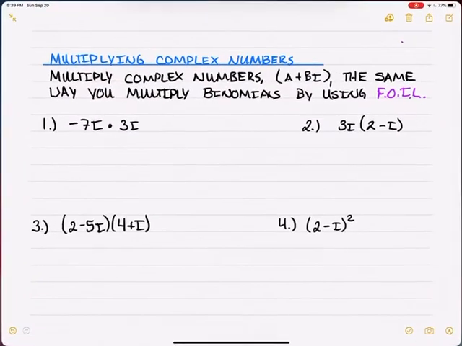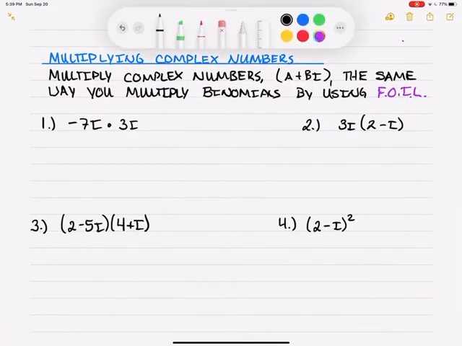Alright guys, today we are learning how to multiply complex numbers. So you multiply complex numbers when they are in the form a plus bi, the same way you multiply binomials by using what's called FOIL. Before we get into that, we're going to look at a couple simpler examples, like example 1 and 2.